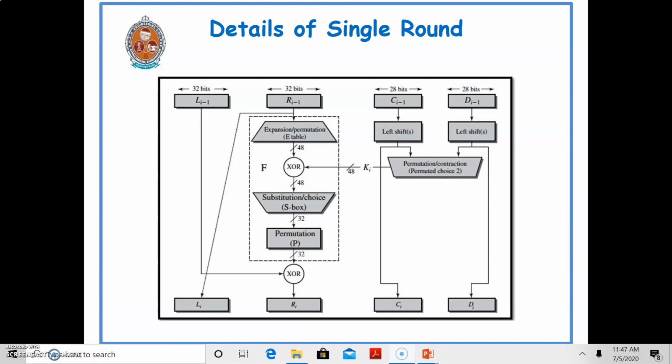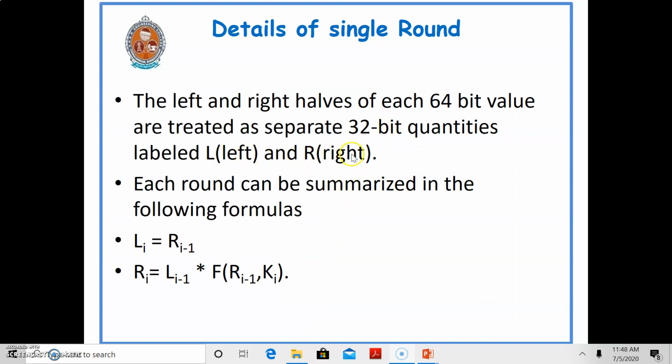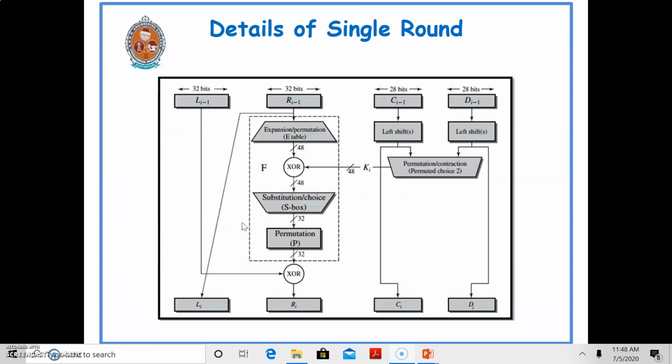Details of a single round. The 64-bit plaintext is divided into two 32-bit halves, the left plaintext and the right plaintext. Each round can be summarized in the following formulas. The right plaintext undergoes expansion permutation, S-box substitution and P-box permutation, and finally is XORed with the left plaintext. It becomes the right side for the next round, and the right side of the previous round becomes the left side for the next round. These operations use keys. For each round we get a new key from the 56-bit key.